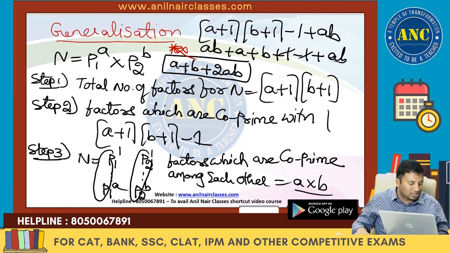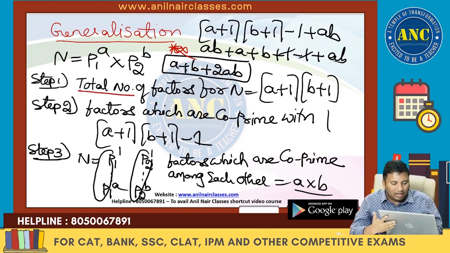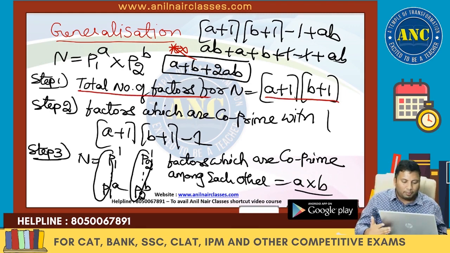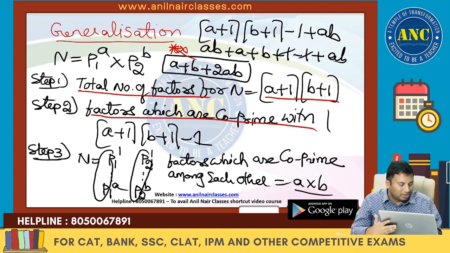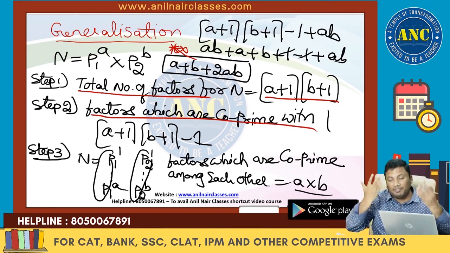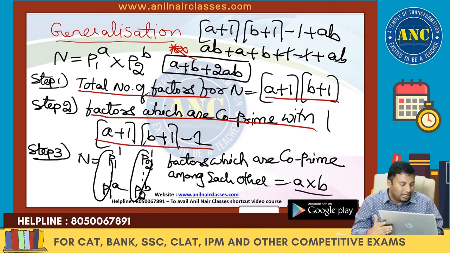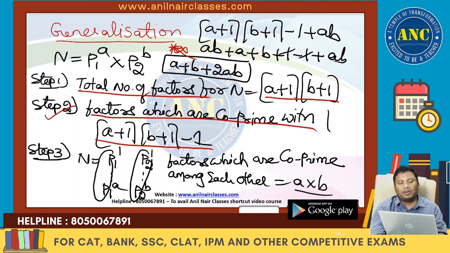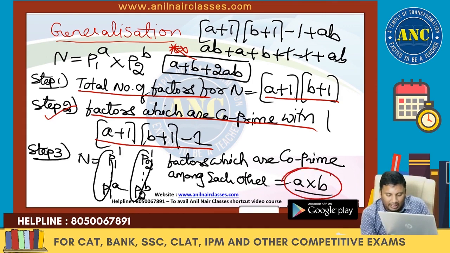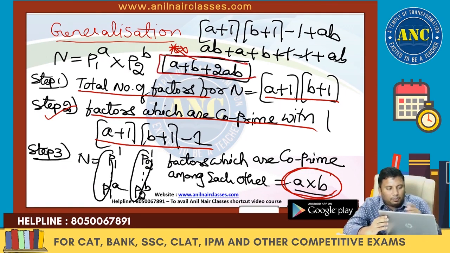A plus B plus 2AB. Total number of factors is (A plus 1) into (B plus 1). Factors which are co-prime with 1: 1 is co-prime with every other number. So it is (A plus 1) into (B plus 1) minus 1, that is with 1. Other than 1, 1 is P1 power 0, P2 power 0. So P1 from 1 to A is co-prime with 1 to B, which is nothing but A into B. So (A plus 1) into (B plus 1) minus 1 plus AB. Conclusion is A plus B plus 2AB.